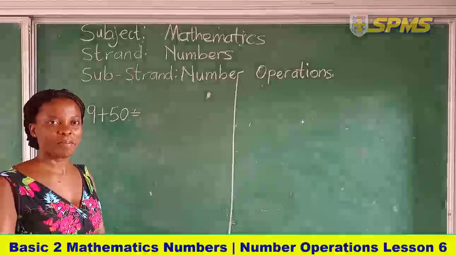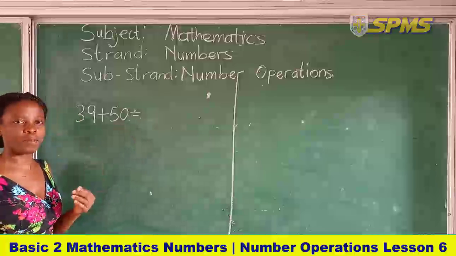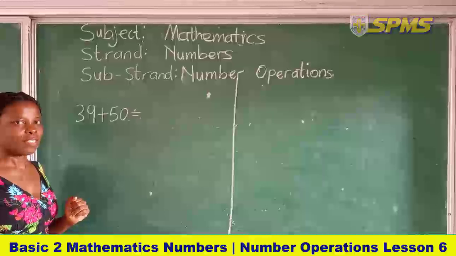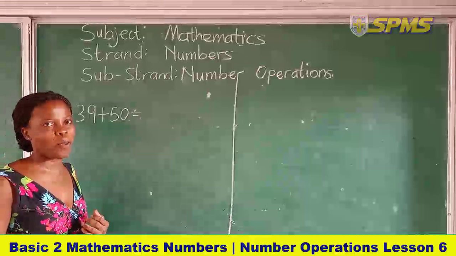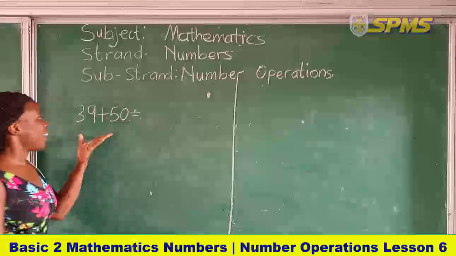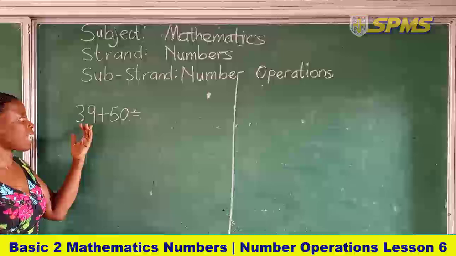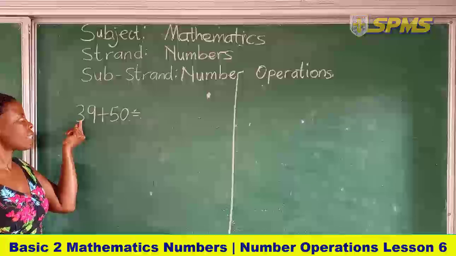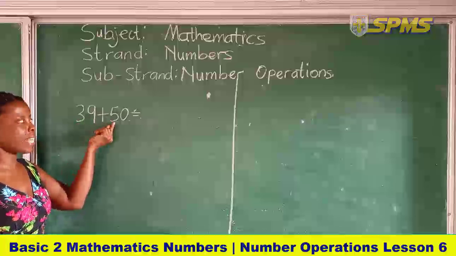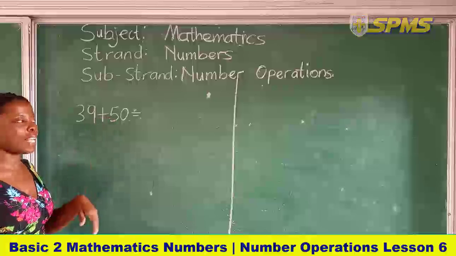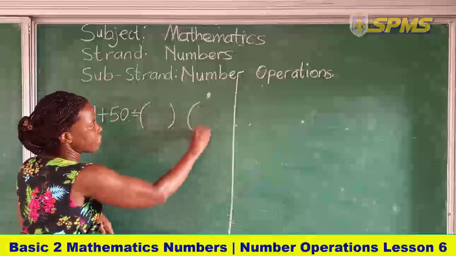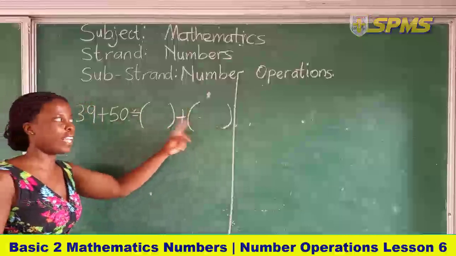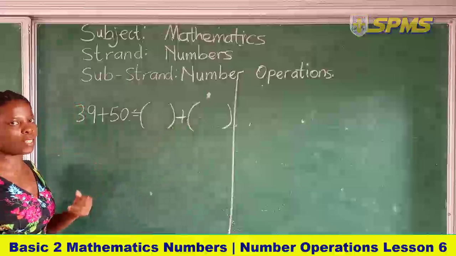Good. Let me give you one for you to try in your jotters. Okay, children. I have another example on the board. Pick your jotters and try them for me. Or let me help you with this one. We have 39 plus 50. What are the tens? The 3 tens and then 5 tens. So we have 30, the 50 are the tens. So I'm going to open my brackets. That is the first step. So fill in the bracket with the tens and ones for me.